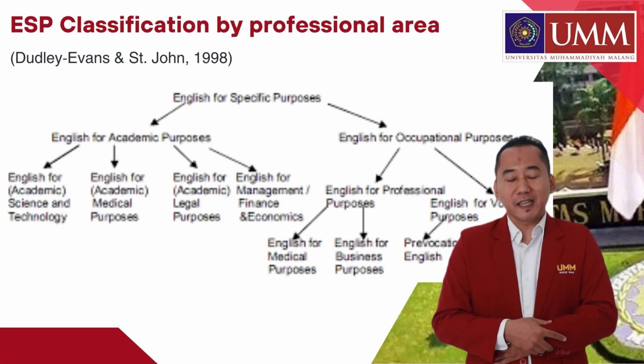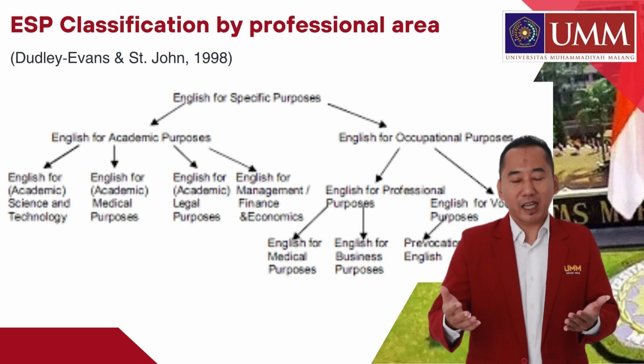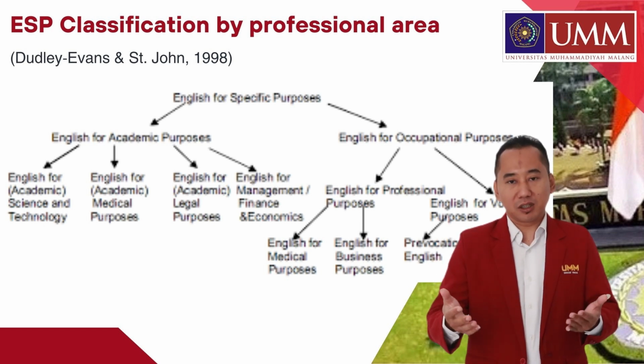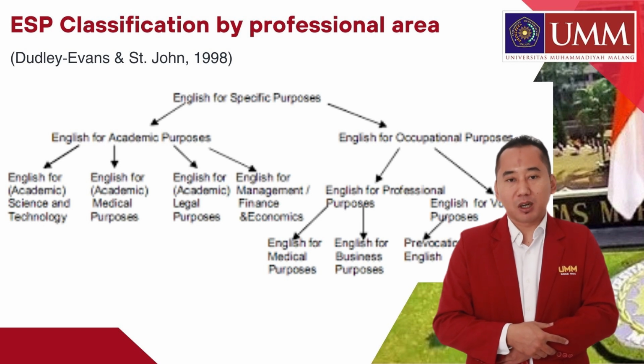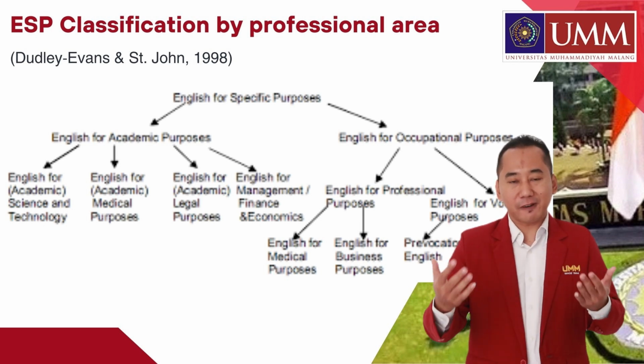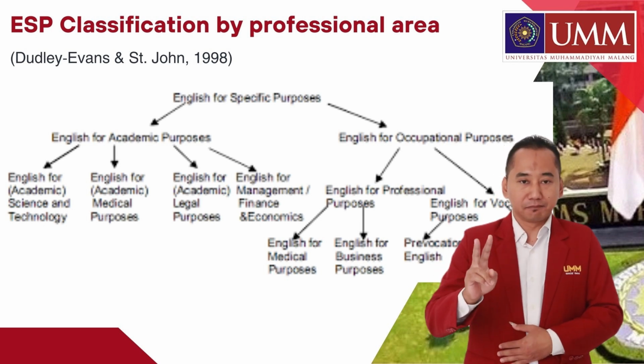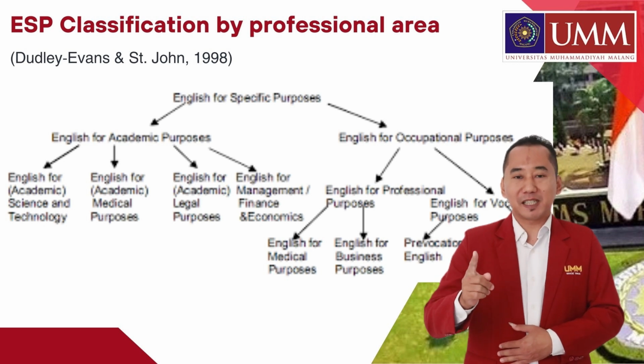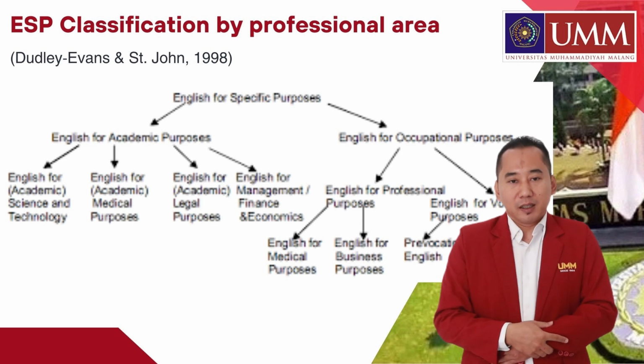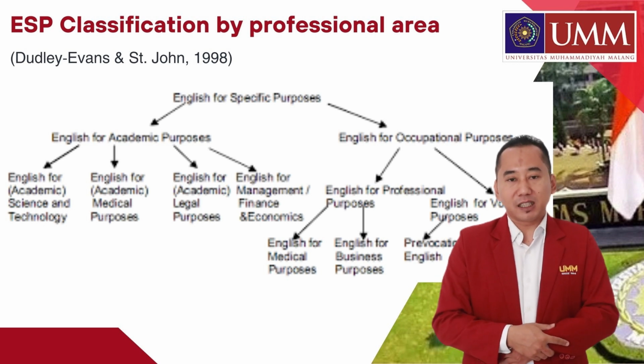This is the picture of ESP classification by professional area from Dudley-Evans and St. John, 1998. According to the picture, ESP is divided into two main branches. First, English for academic purposes (EAP). The second, English for occupational purposes (EOP). Each branch is further subdivided.